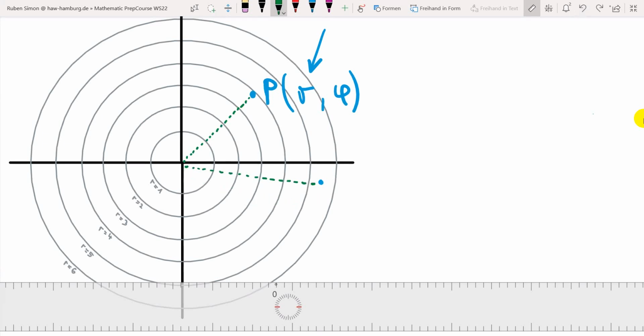Okay, and what is the angle? Or better to say, which angle is specified when giving the coordinates of a point?